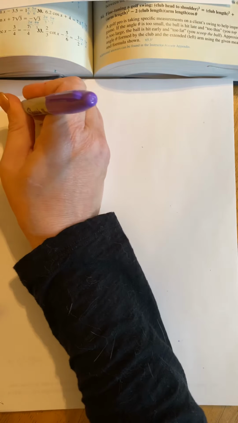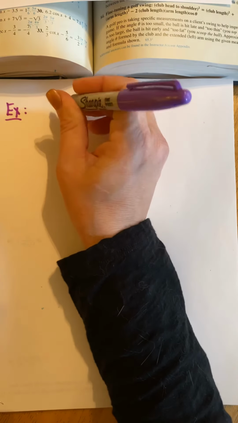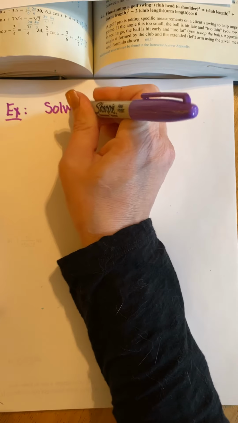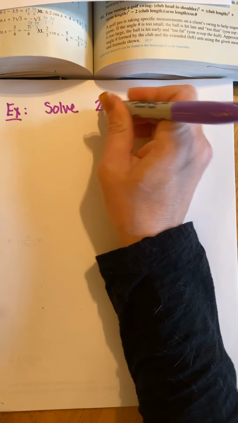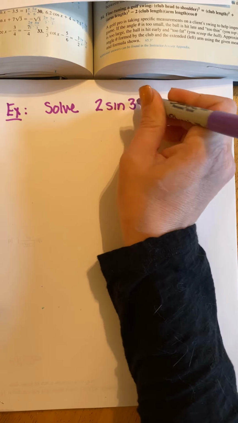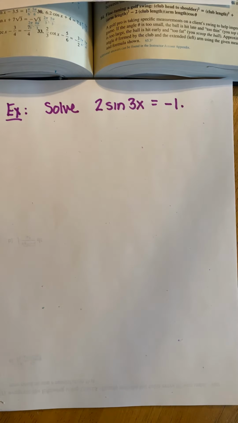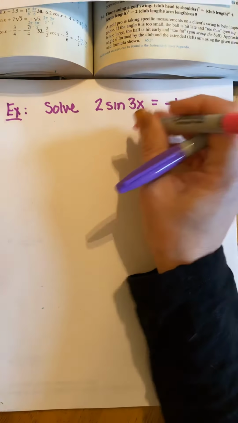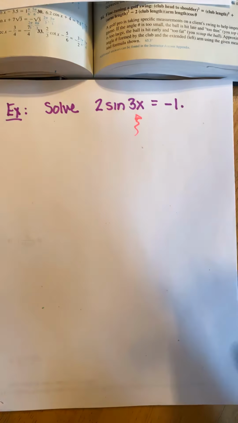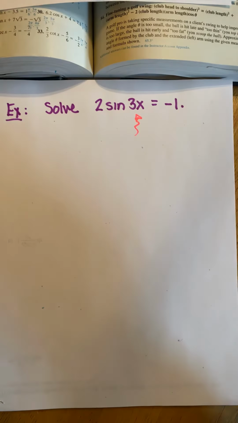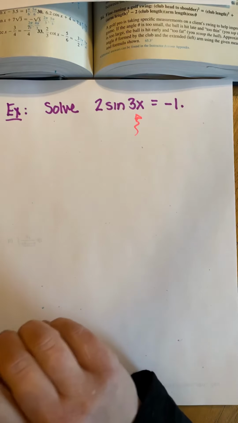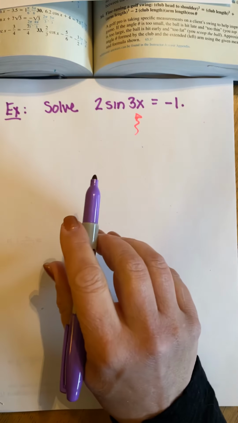All right, last example, and then you can get to work. Solve 2 sine of 3x equals -1. What makes this different and a little more difficult is the fact that we have a coefficient in front of the variable inside the trig function. So we have to be really super careful here.